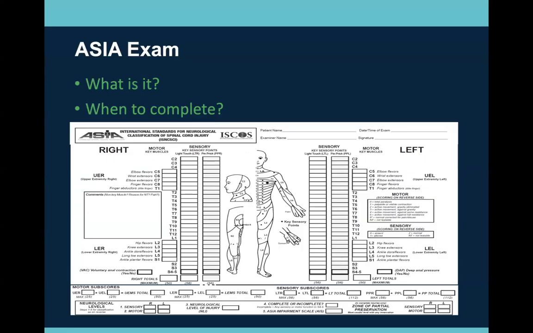So ASIA exam, what is it? Basically, it is a universal, worldwide standardized measure that we use to track progress with spinal cord injury. To be completely honest with you, it can be very time consuming, particularly in an acute care setting when you have someone coming in who's likely in a traumatic accident and has a ton of other injuries that need to medically stabilize. The literature will tell you a bunch of different things as to when these exams need to be completed. In general, you want your initial ASIA exam done within 24 to 48 hours of their initial injury.